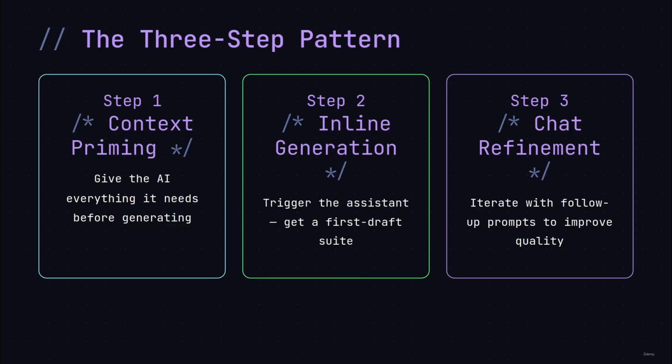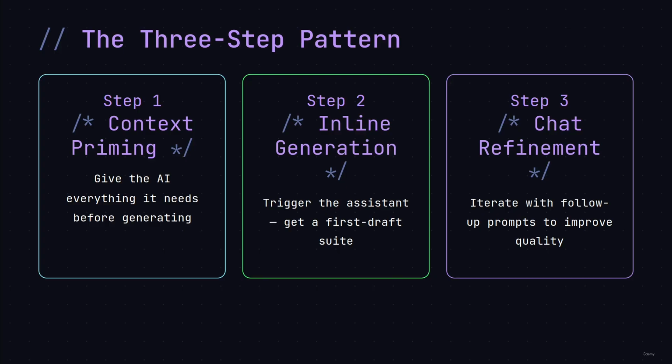Context priming is the step most developers skip, and it's also the one that has the biggest impact on output quality. Before you ask the AI to generate tests, you give it everything it needs to understand the code: the function being tested, its type signatures, any related dependencies, and the testing framework you're going to use. The AI can only generate tests as good as the context it has. Better context equals better tests.